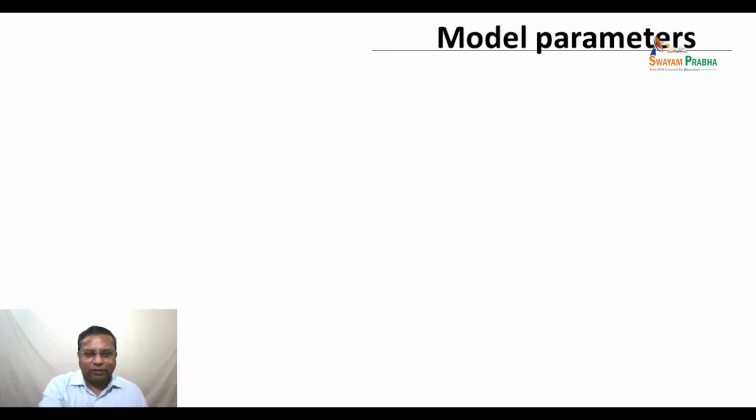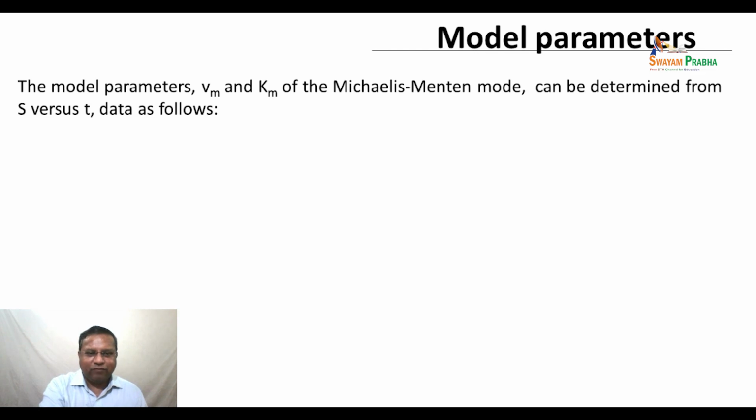The model parameters. Vm and Km are the two model parameters that we need to completely describe a simple enzyme kinetics. They can be determined by doing an experiment where we follow the substrate concentration with respect to time in a batch reactor. This experiment is done in a batch reactor.